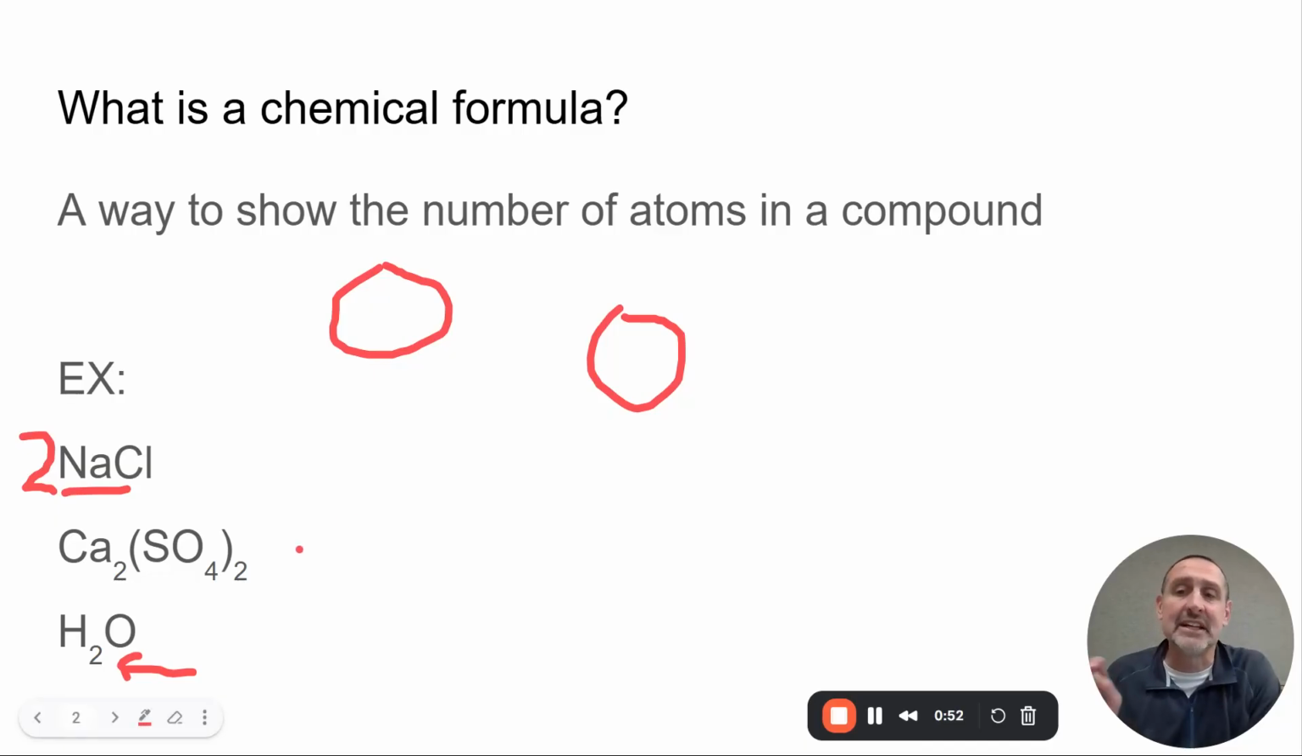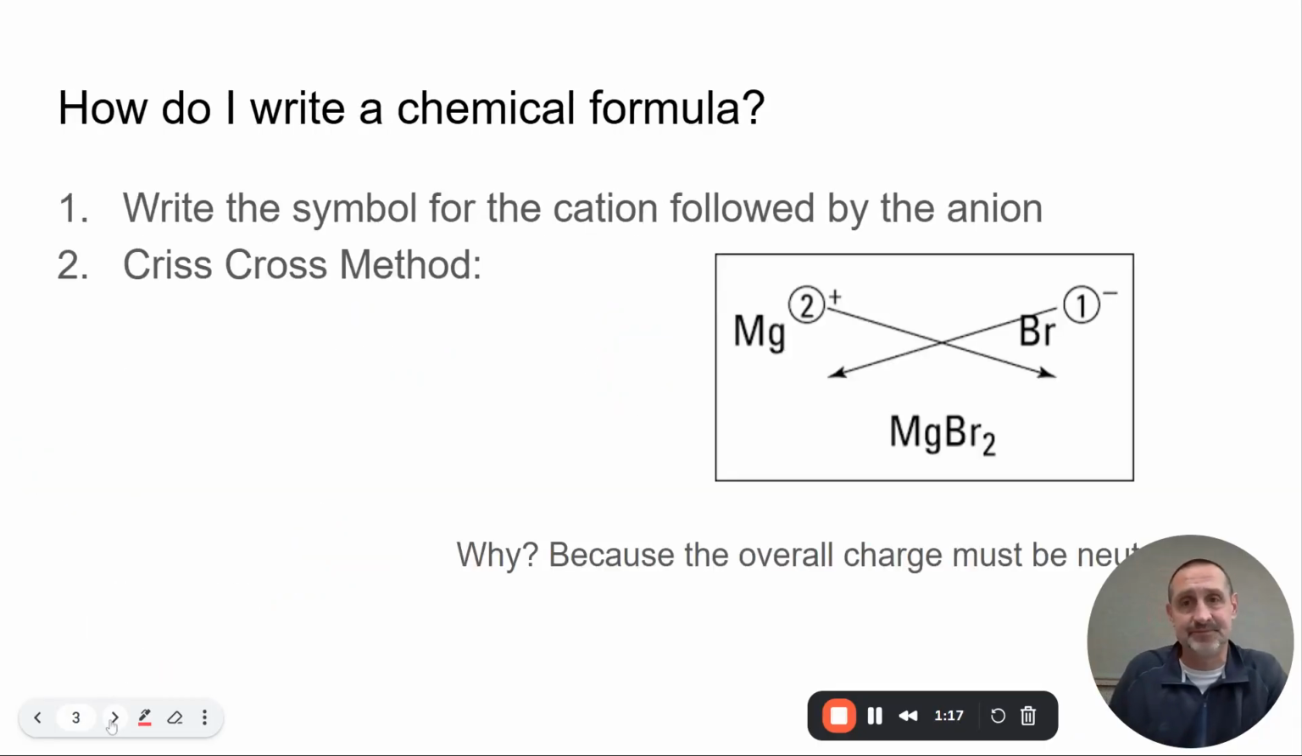If you notice this special one here, I've got a polyatomic ion, calcium sulfate. And you'll notice that I had to put a subscript here after the parentheses, and that's because polyatomic ions act as a unit. So I have 2 sulfate polyatomic ions and 2 calcium atoms.